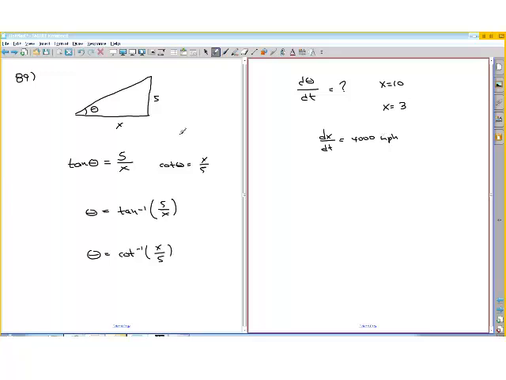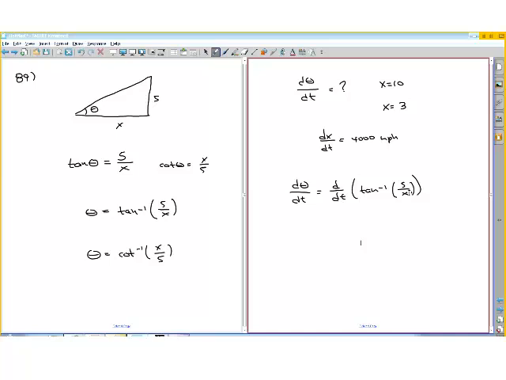So what we're going to do is take the derivative of both sides with respect to t. So if you do that, you'll get d theta dt is equal to the derivative with respect to t of the inverse tangent of 5 over x. So we have to use the chain rule. So we take the normal derivative and then we're going to multiply it by dx dt.